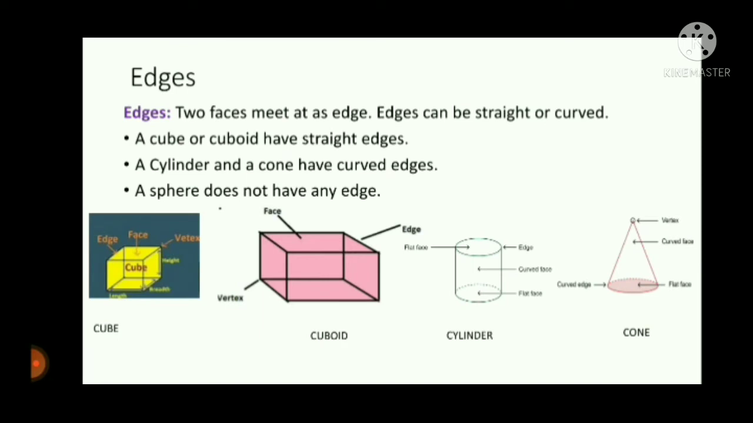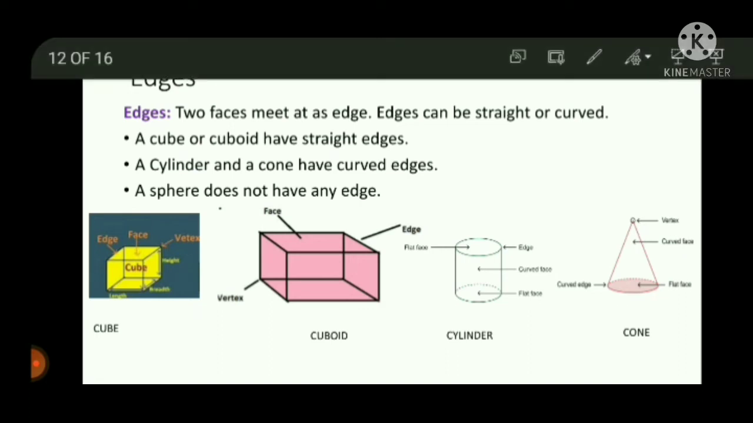Now we will learn edges. What are edges? 2 faces meet at an edge. Where 2 faces meet, that forms an edge. So look here, this face and this face are meeting, so this edge is formed. So where 2 faces meet, an edge is formed. Cube and cuboid have straight edges only. Cylinder and cone have curved edges, and a sphere does not have any edge.